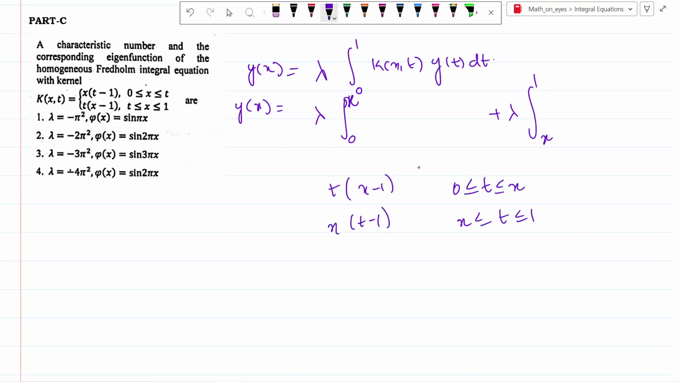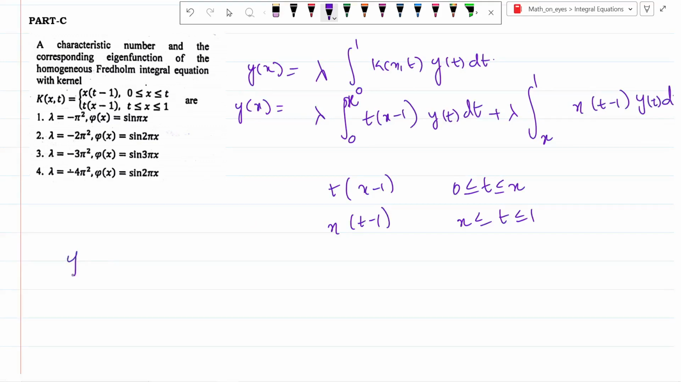So for 0 to x, the kernel will be t into x minus 1 into y of t dt, and then lambda integral x to 1 of x into t minus 1 into y of t dt.